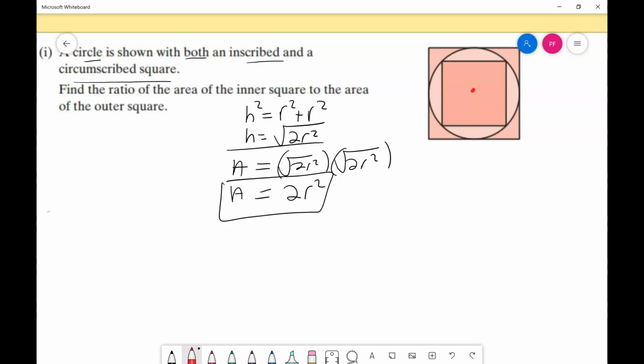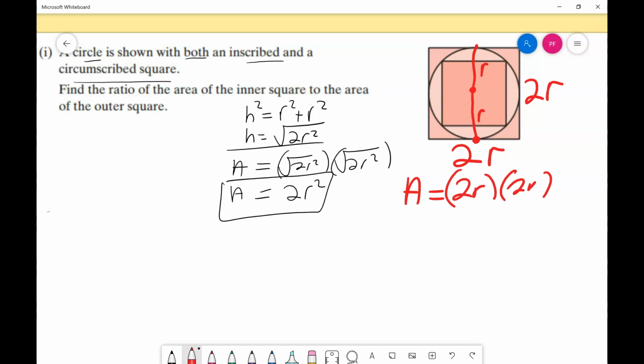Now the area of the large square is even easier. Obviously the distance from the center of my circle to the edge of my circle is r, and the distance from the center of my circle to the other edge of my circle is r. So the length of this is 2r. It's a square, so there must be 2r on the bottom as well. So the area for the big square is just 2r by 2r, which is 4r squared.